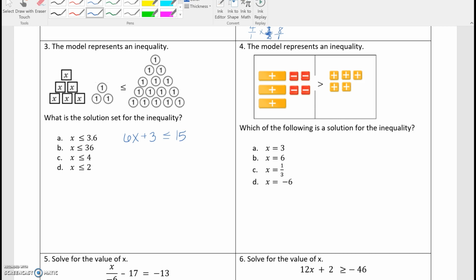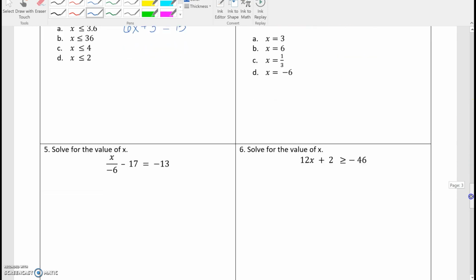So now you guys know how to solve it. Just go ahead and draw your line down the inequality sign, just like you do with an equal sign. Step 1 is add or subtract. Step 2 is multiply or divide. And then you're going to check your answer.